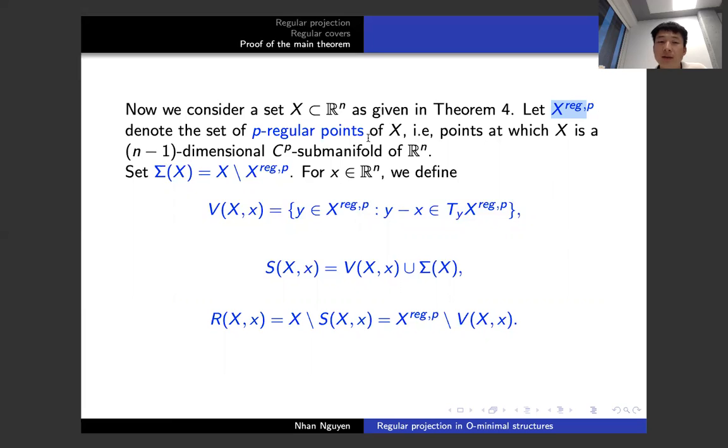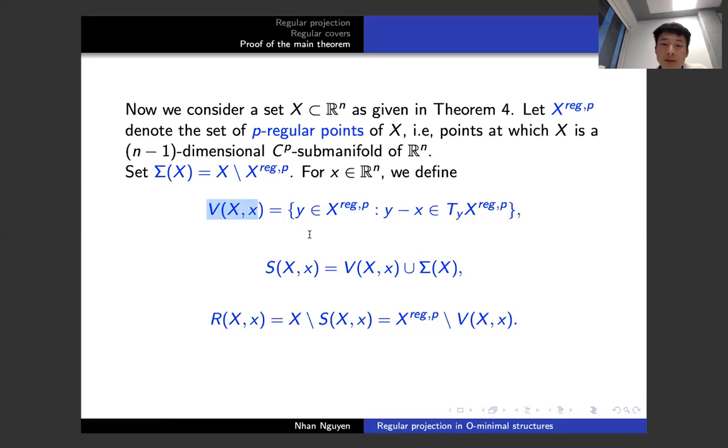And actually, the set of big regular points of X is contained in the set of regular points of X in the definition of Guillaume-Vallet. And we take Gamma X to be the complement of X regular P here, and call it the singular set of X. And for every x fixed, we also consider a set V_X(x), the set of y's in X regular P so that the line through x and y is contained in the tangent space at y of the big regular points.